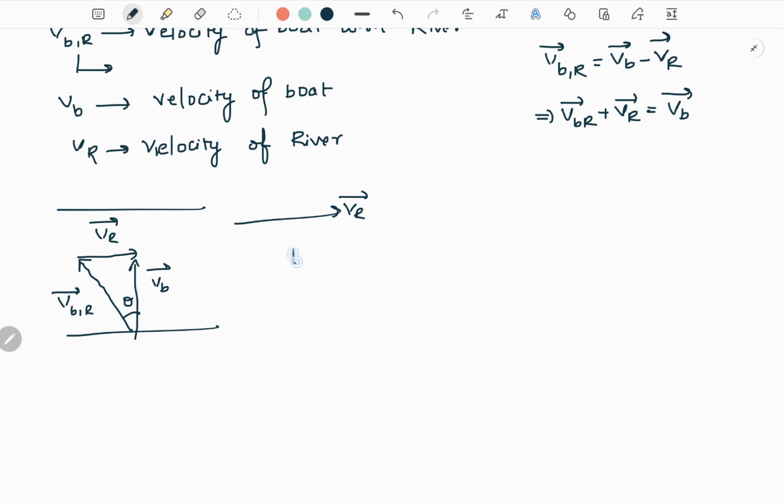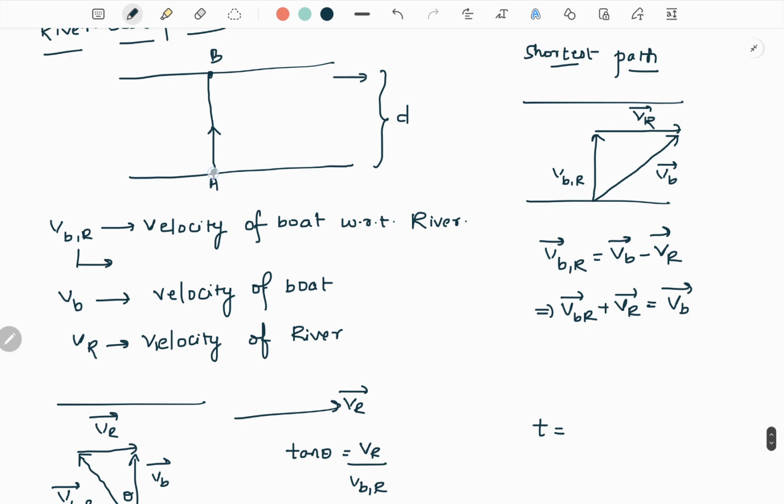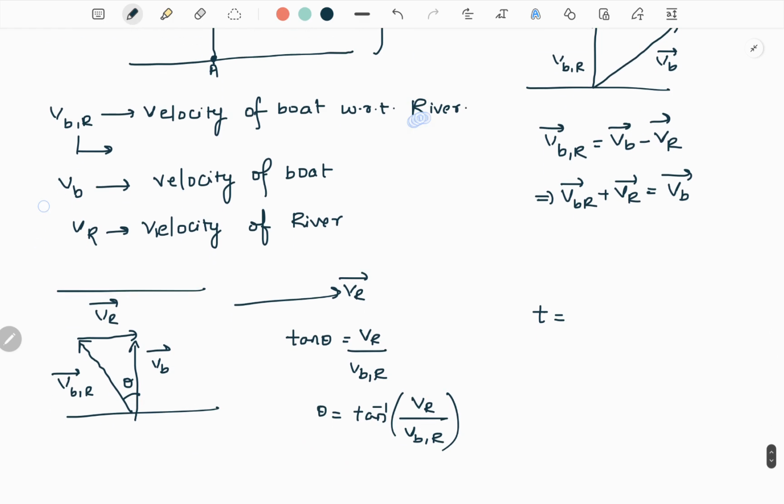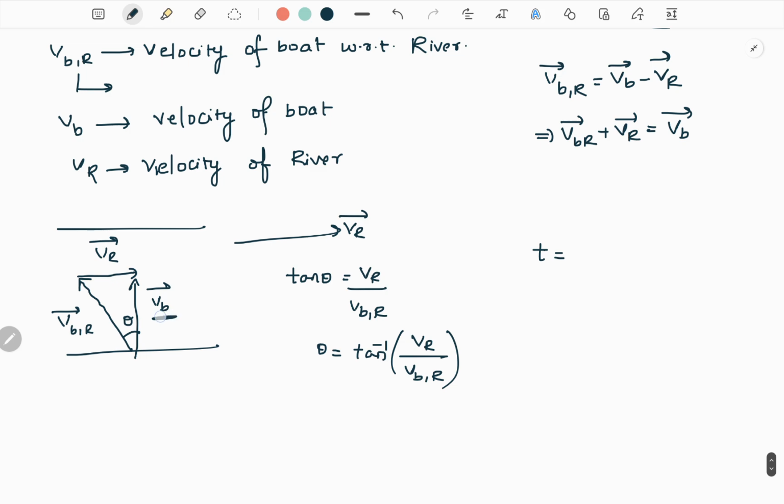Let's say this angle is theta, then tan theta is given by VR by VBR. So we must drive it at this angle to the perpendicular of the river flow, then you will be able to cross it in the shortest path. Now what would be the time taken to cross the river in this particular case? If it crosses the river along the shortest path, as it goes from A to B, the displacement is basically d, and the component of velocity along that direction for the boat is VB. So we can write d by VB.